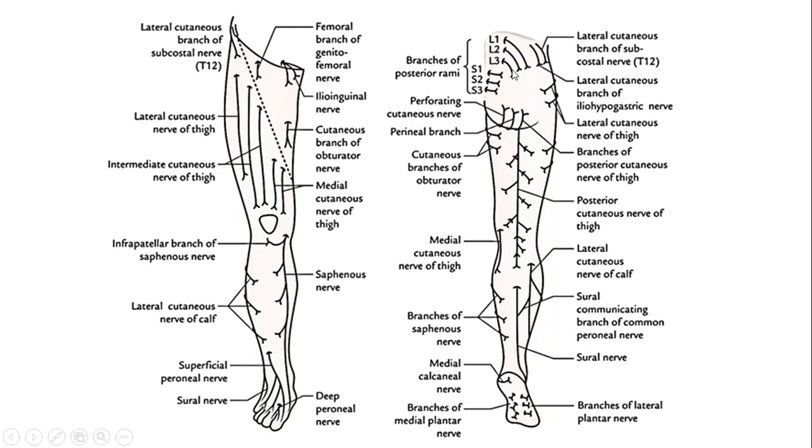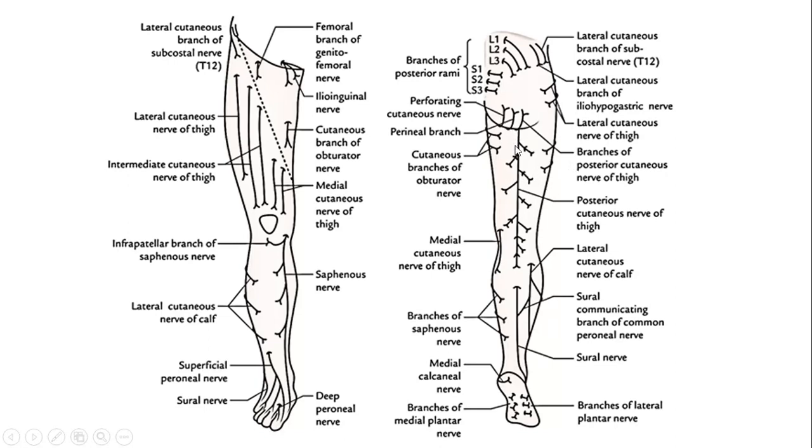Then if we come medially, we see the posterior rami of L1, L2, L3, and branches of the posterior rami of S1, S2, S3. They are supplying the gluteal region. From the lateral side, the iliohypogastric is coming in to supply the upper outer quadrant of the gluteal region. The lower medial quadrant is supplied by the perforating cutaneous nerve and perineal branches of the posterior cutaneous nerve of the thigh. They are supplying this area.